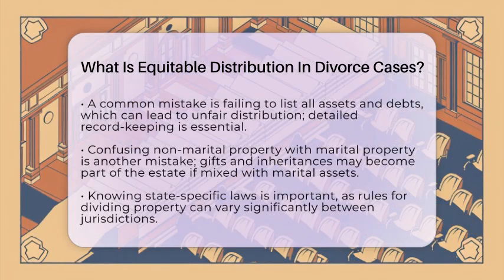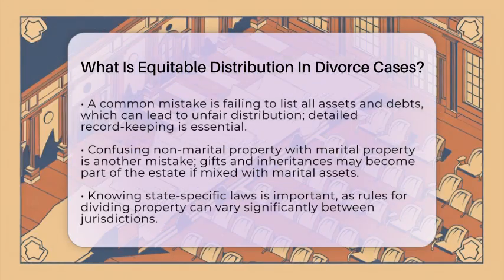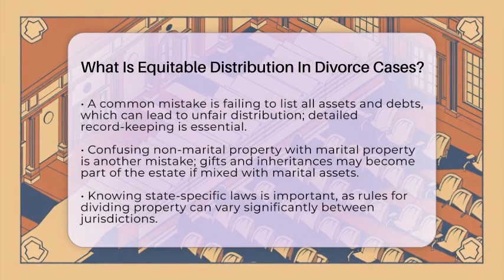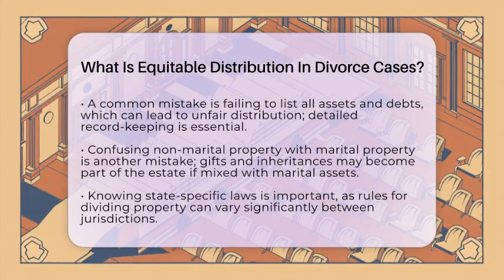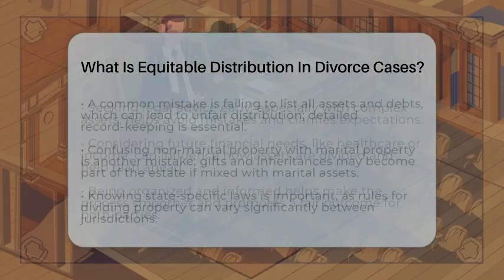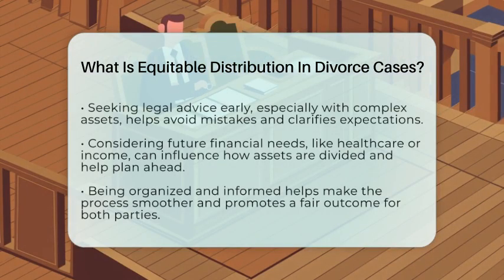Another mistake is confusing non-marital property with marital property. For example, gifts or inheritances are usually separate, but if they were used to buy a house or combined with marital funds, they might become part of the marital estate. Knowing your state's specific laws is also essential. Some states follow different rules for dividing property, so understanding those rules helps set realistic expectations.